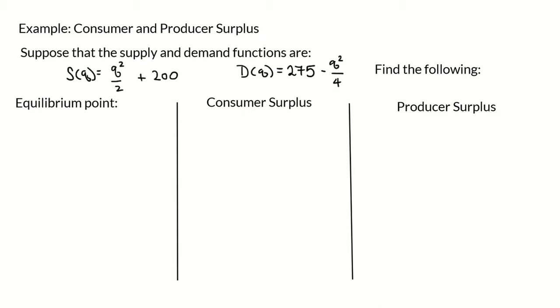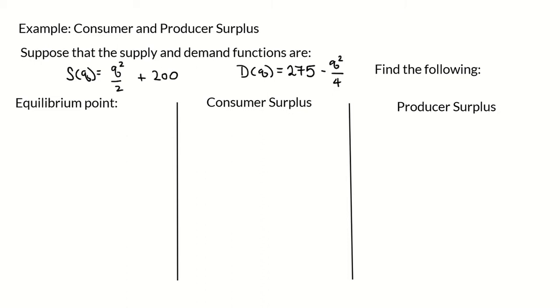In this example, we're going to find the consumer and producer surplus. Suppose that the supply and demand functions are S of Q equals Q squared over 2 plus 200, and demand D of Q equals 275 minus Q squared over 4. Find the following: the equilibrium point, the consumer surplus, and the producer surplus.